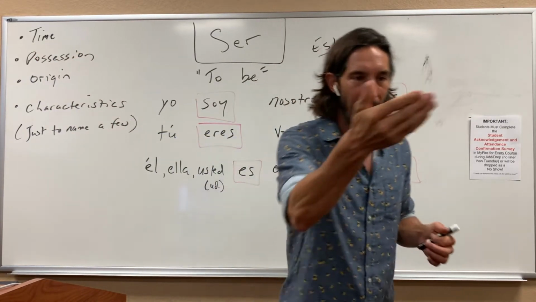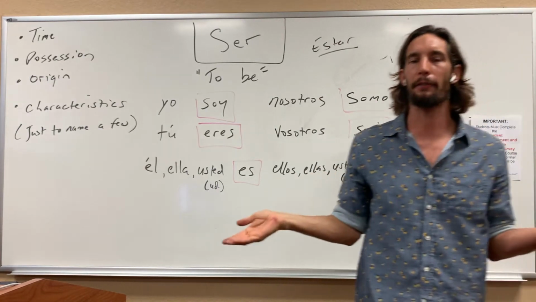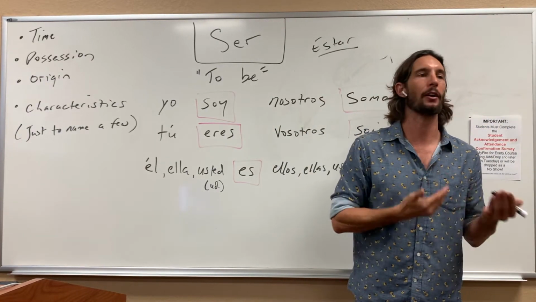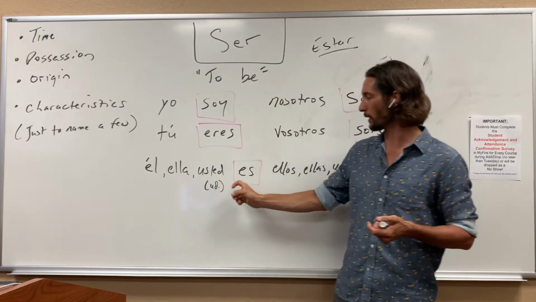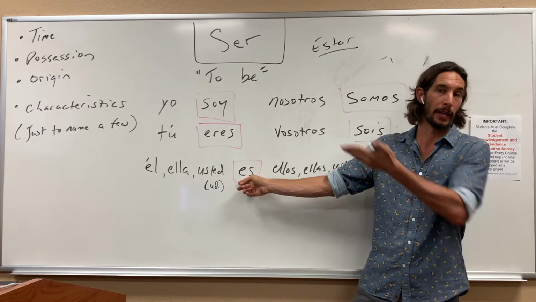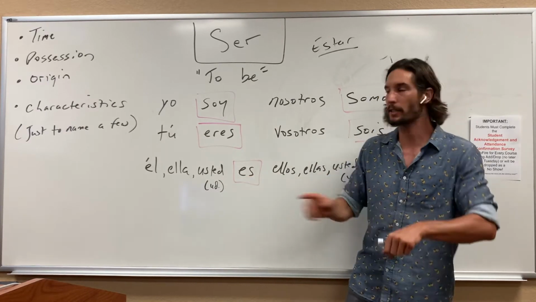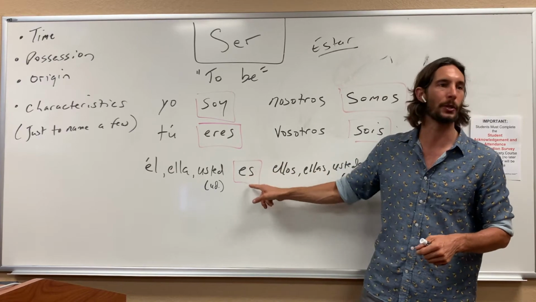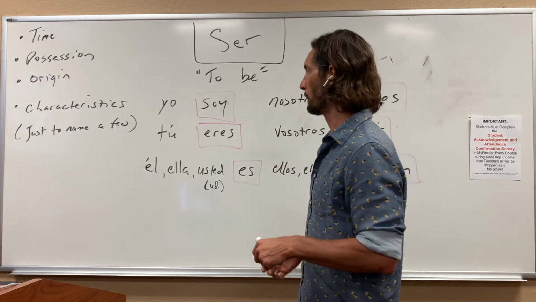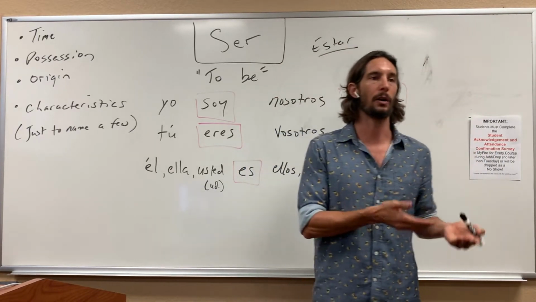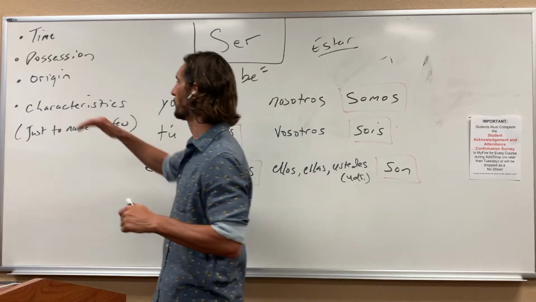Possession, like es mi café, it's my coffee. You're again using a variation of the verb ser, same as with time. So you'd say, ¿qué hora es? You're using the third person singular of that, agreeing with the hour, hora. But we'll get to that later too.